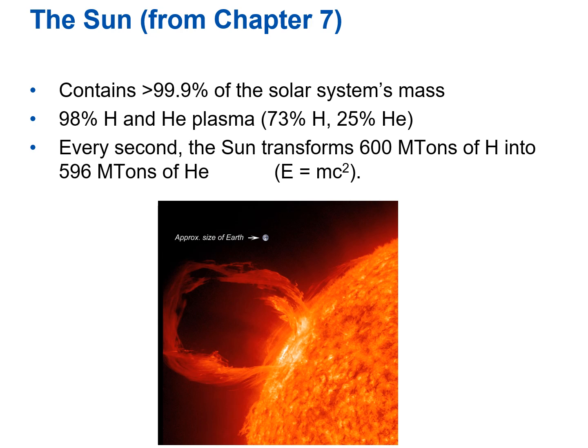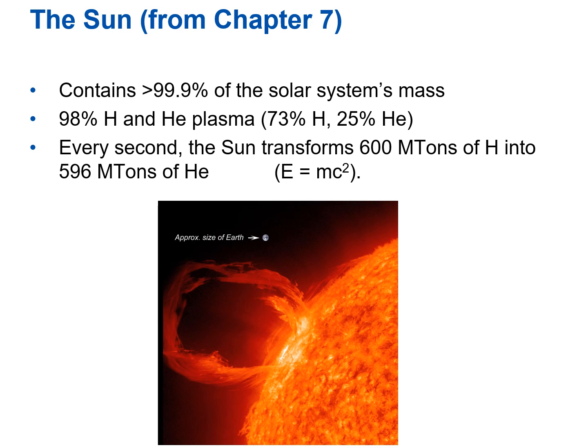It's composed 98% of hydrogen and helium plasma. Remember, plasma is like a gas, but it's been ionized. So you have hydrogen nuclei, which is pretty much just protons, and helium nuclei, and then electrons. And that 98% is mostly hydrogen. In fact, it breaks down to about 73% hydrogen and 25% helium.